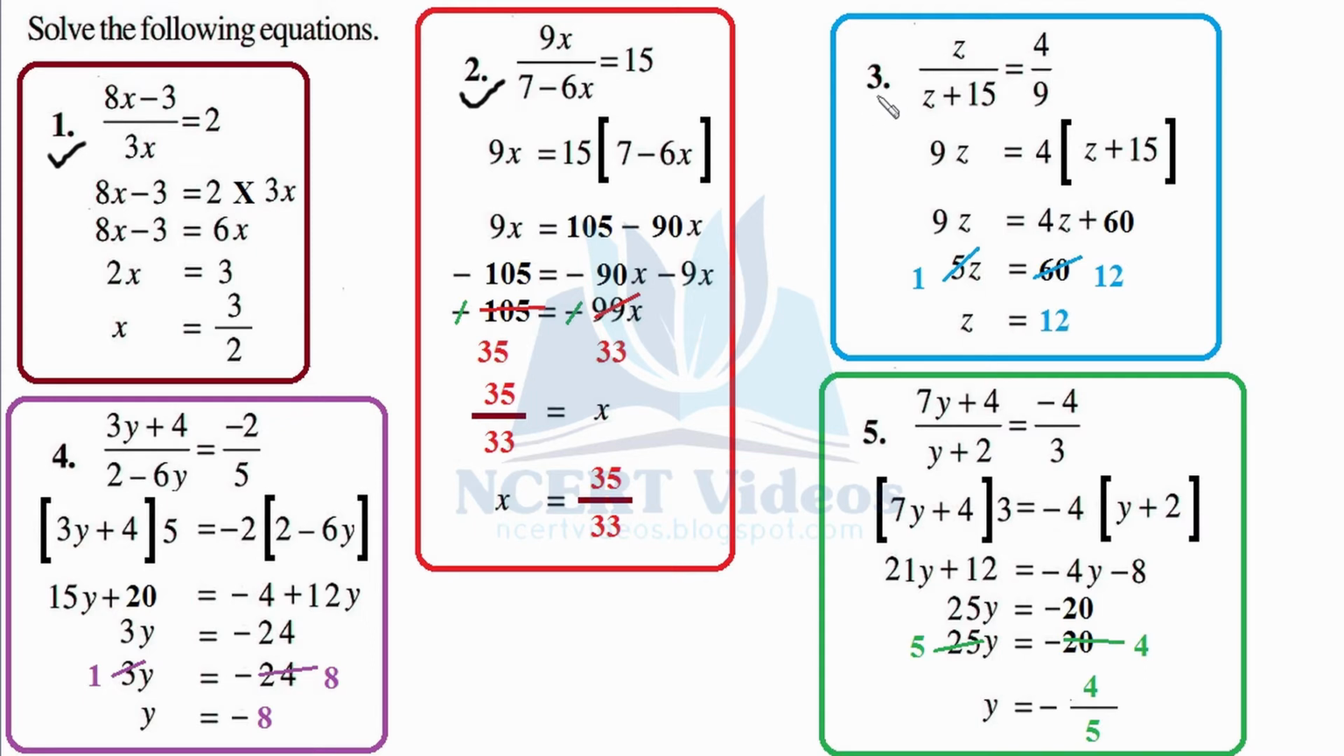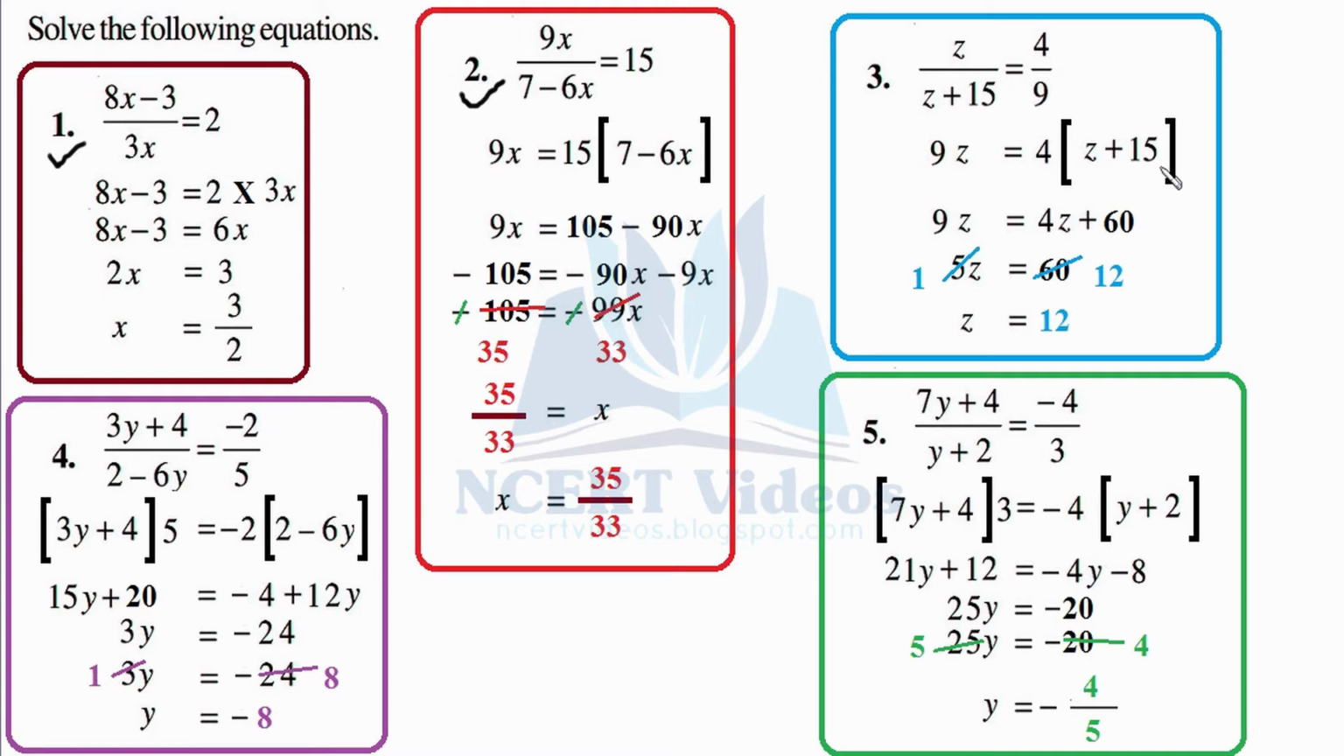Question number third, z over (z plus 15) equals 4 over 9. Again, we will shift or transpose our denominators to the other sides. That is, z plus 15 will get transposed towards the right hand side, that is, it will get multiplied with 4. Similarly, 9 will get transposed towards the left hand side and it will get multiplied with this single z. So let's do the same. 9 into z is 9z equals 4 multiplied with (z plus 15).